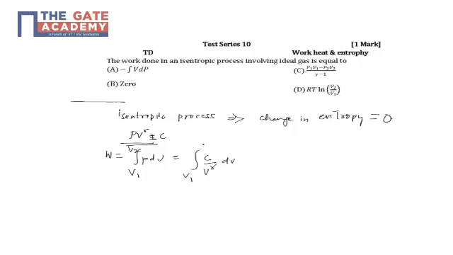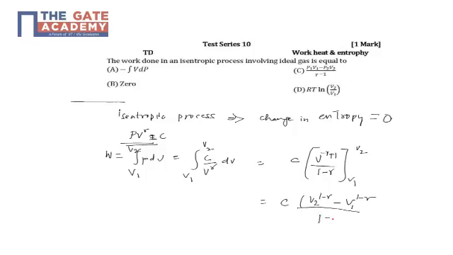variable. So this constant is constant. V^γ, when you take it to the numerator, it becomes V^(-γ), and when you take the integration, it's V^(1-γ) by 1-γ. And now if you substitute the limits V1 and V2, you will be getting C times V2^(1-γ) minus V1^(1-γ), if I substitute the lower limit, by 1-γ.